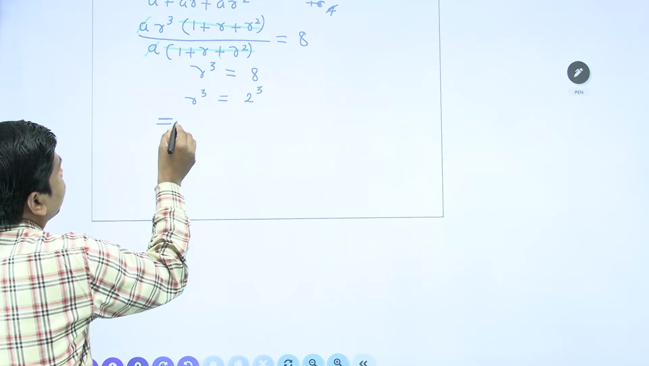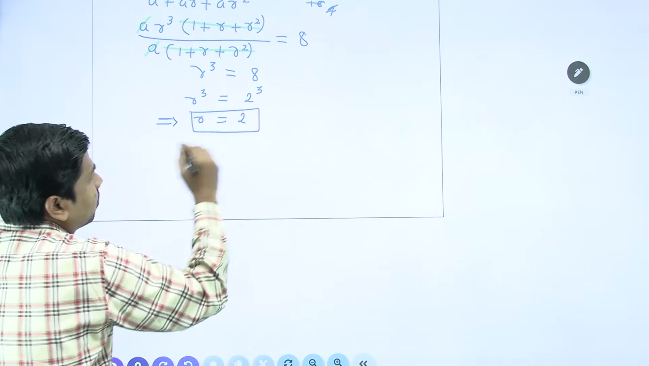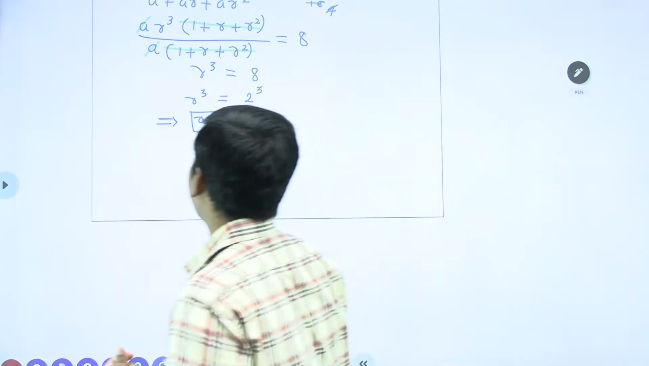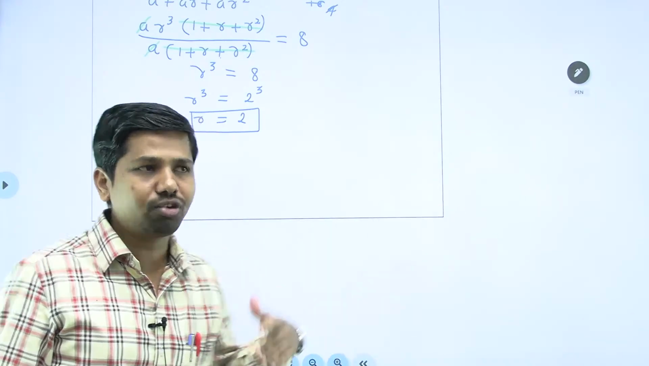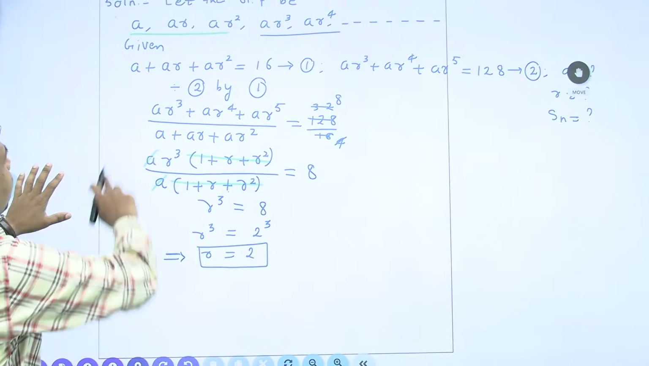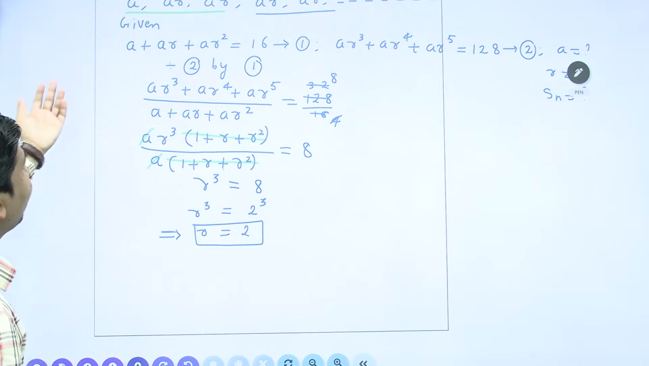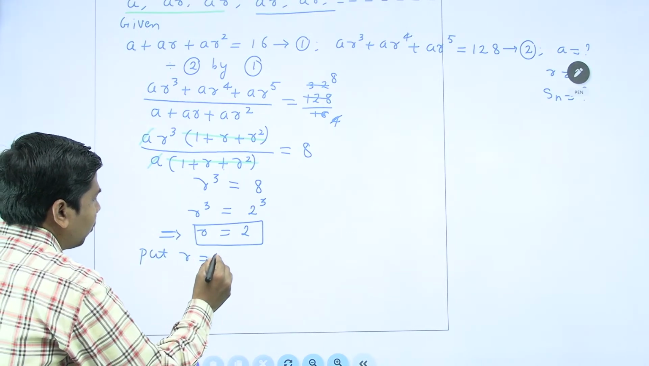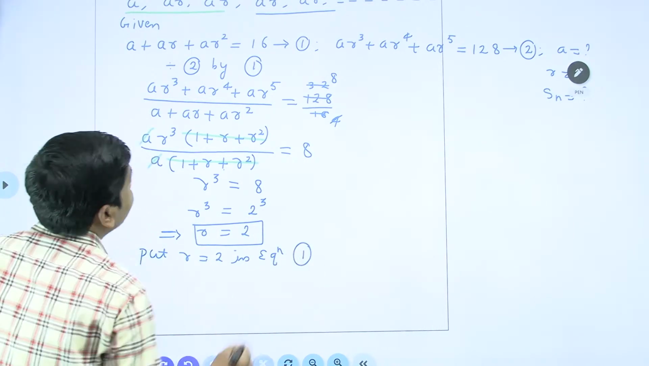Implies the value of r is equal to 2. Now that we have the r value, to find Sn we need the a value. So let us find a. To find a, substitute r equal to 2 in either equation 1 or equation 2. Equation 1 is a plus ar plus ar square equal to 16. So put r equal to 2 in equation 1.